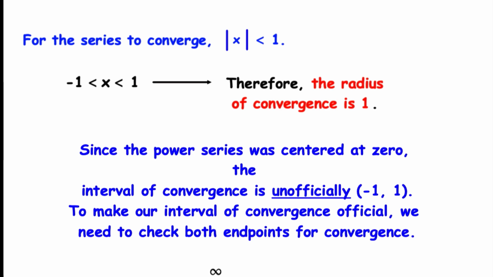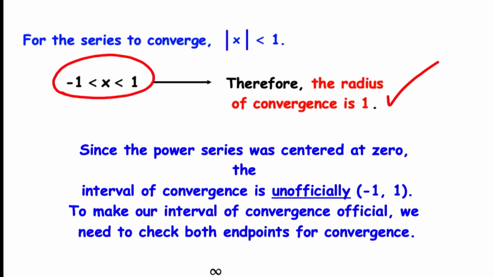Because if you look at this interval that we have, from negative 1 to positive 1, that's a distance of 2. There's no such thing, by the way, as the diameter of convergence. I just made that up. So the radius of convergence would just be from the center point, which again, this is centered at 0, out to either edge. So from 0 to 1 or from 0 to negative 1, the distance is 1. So that's the radius of convergence.